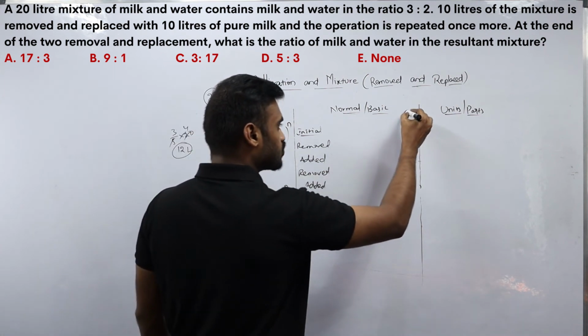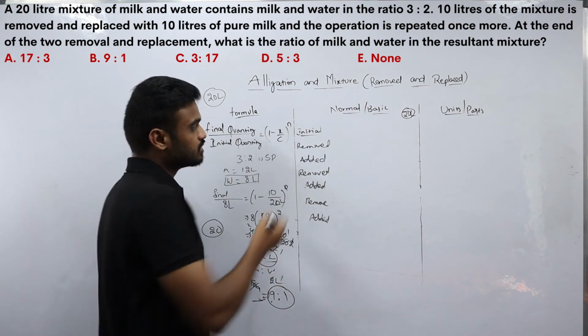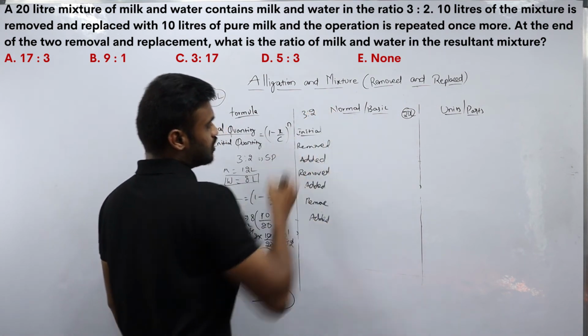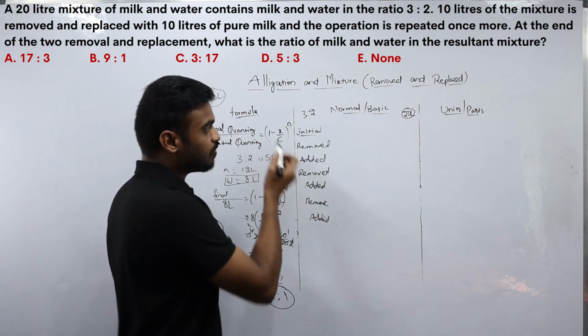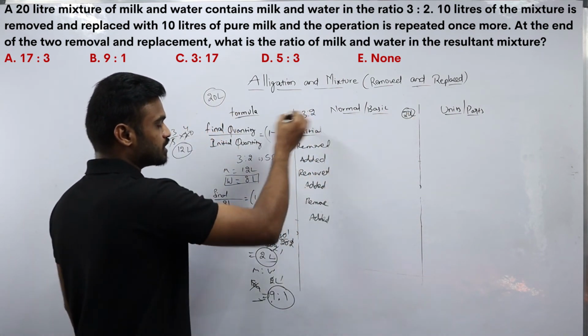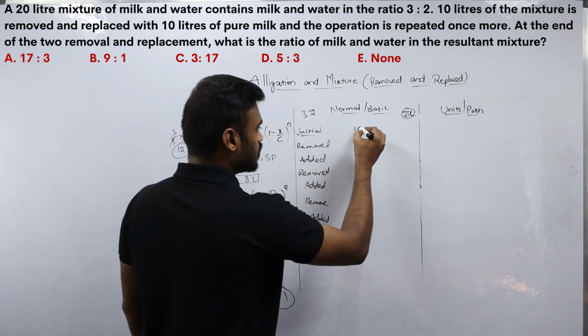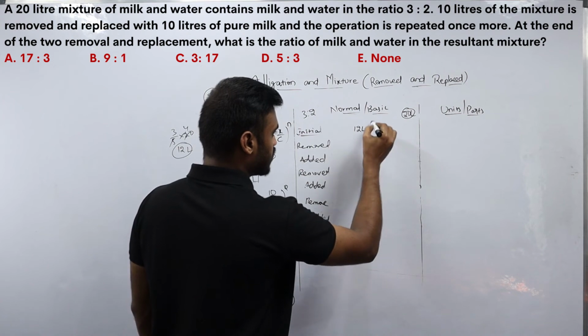Initially they have given the total quantity as 20 liters. Okay, now what is the ratio of milk and water? That is 3:2. Now what are the quantities of milk and water in this 20 liters? Totally there are 5 parts, so the milk part is only 3. So 3 by 5 into 20. 5 fours 20 and 3 fours 12. 12 liters of milk and 8 liters of water.